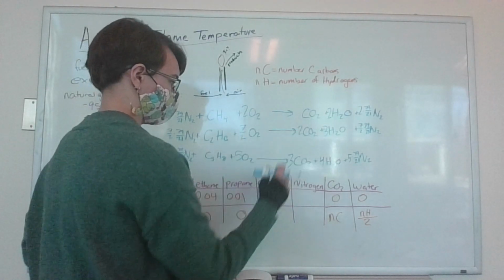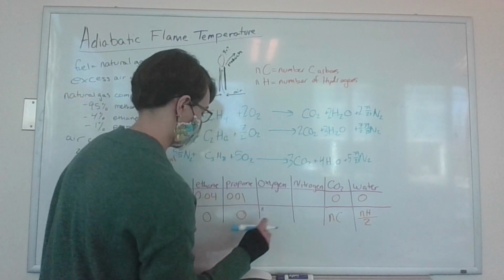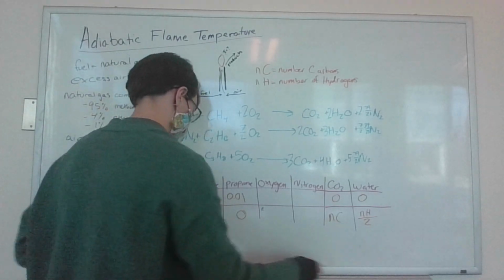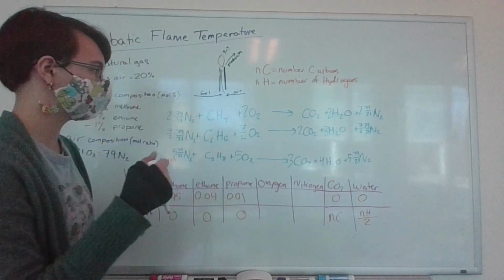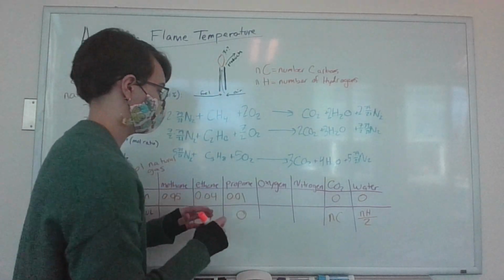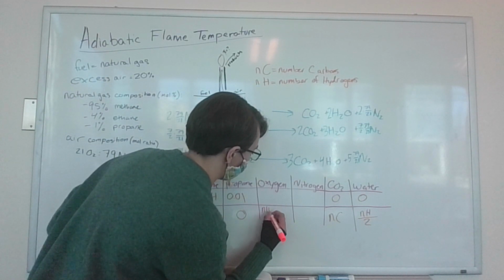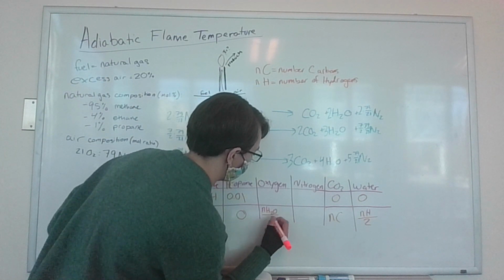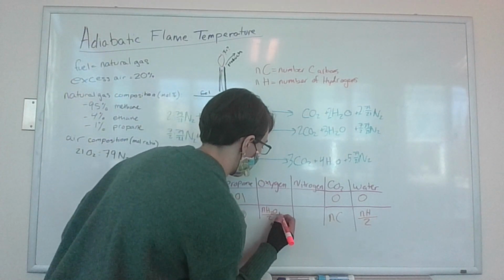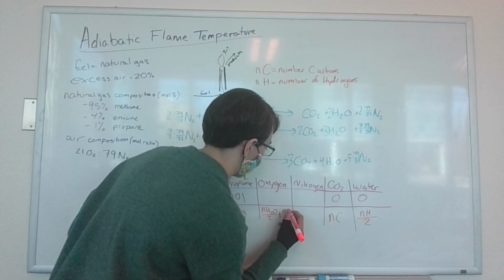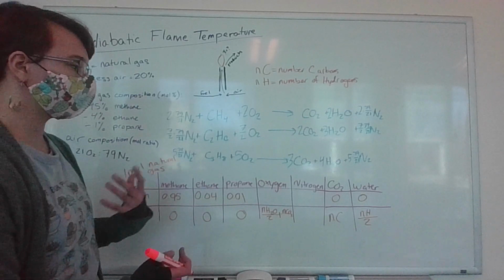So for oxygen, we'll have the number, that's the wrong color. Right. I'm going to have the number of H2O over 2, so the number of water molecules divided by 2, plus the number of CO2, carbon dioxide molecules. And you'll see that works out for all of them.